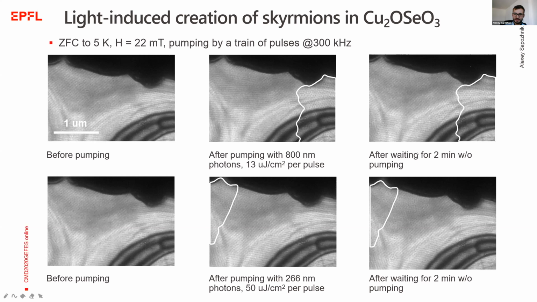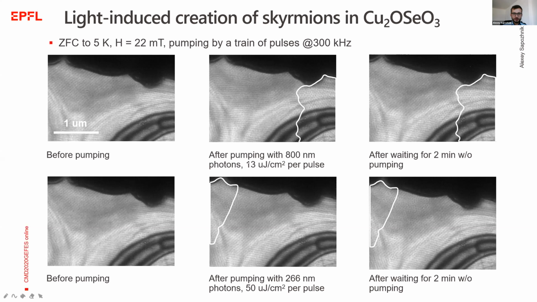Also, an interesting fact is that after waiting for 2 minutes without pumping, the skyrmion lattice expands, as you can see in this picture. For the experiment with UV pumping, the sample was zero field cooled according to the same protocol, and after pumping, a skyrmion lattice appears in the sample as well. However, the difference from the case of infrared light is that skyrmions appear in a different part of the sample. Also, after waiting for 2 minutes, the skyrmion lattice expands, so that the area occupied by skyrmions increases.